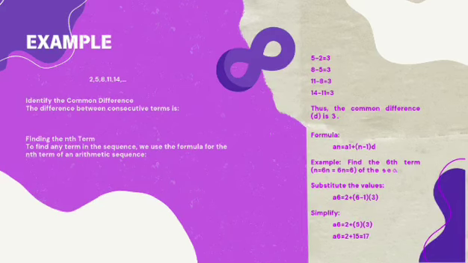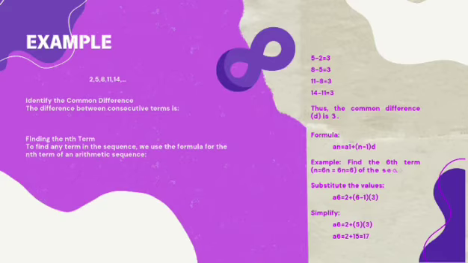Let's look at an example of an arithmetic sequence: 2, 5, 8, 11, 14. In this sequence, notice that the difference between each consecutive term is constant. 5 minus 2 equals 3. 8 minus 5 equals 3. 11 minus 8 equals 3. 14 minus 11 equals 3. So this constant value is called the common difference, and in this case, it's 3.